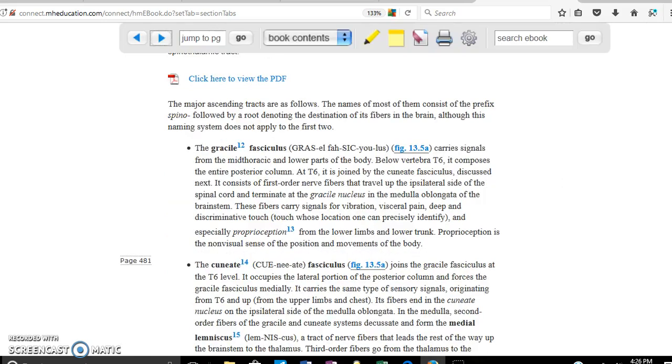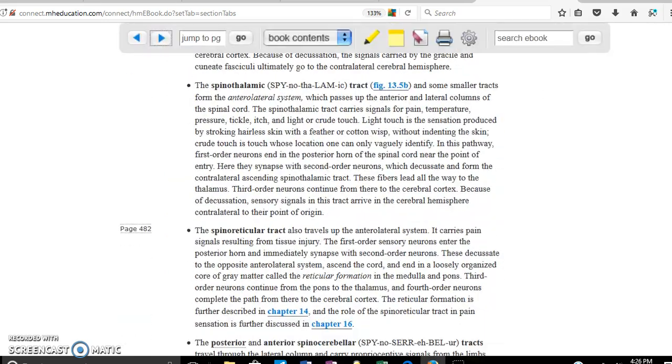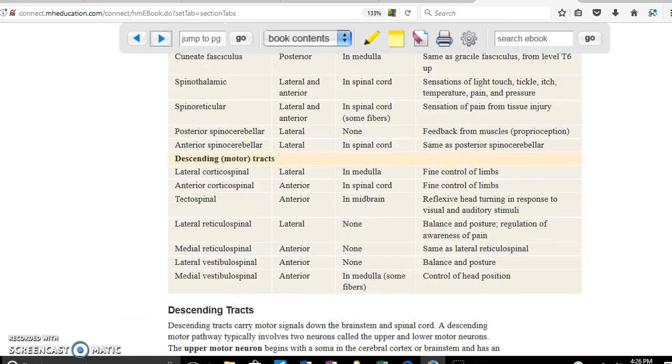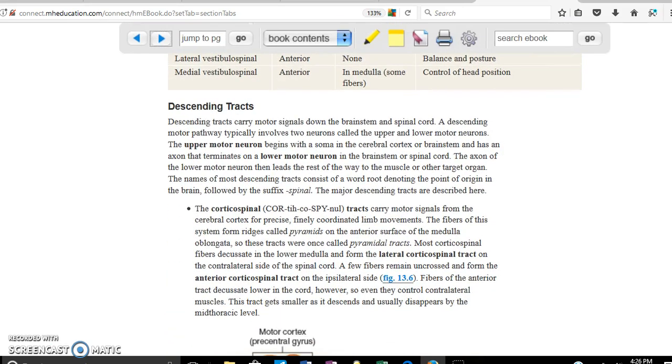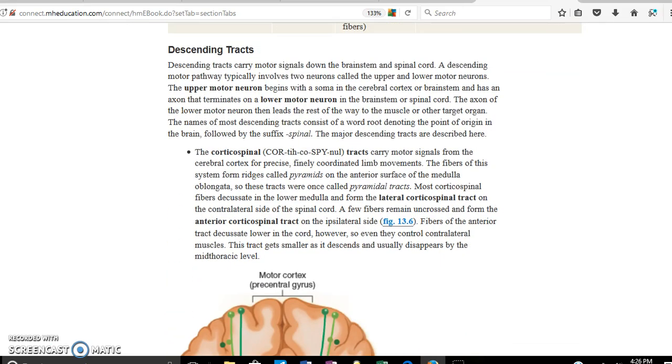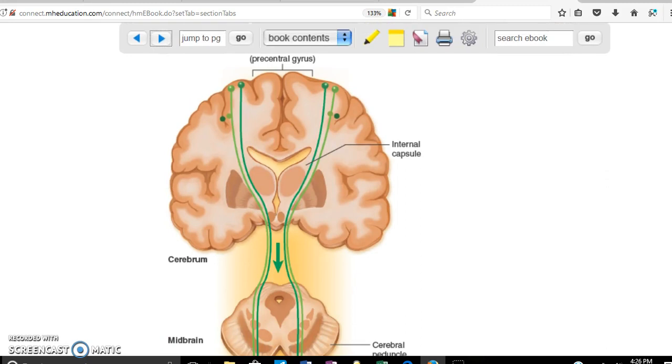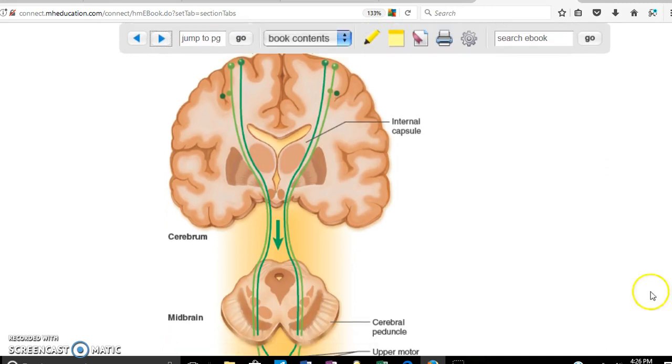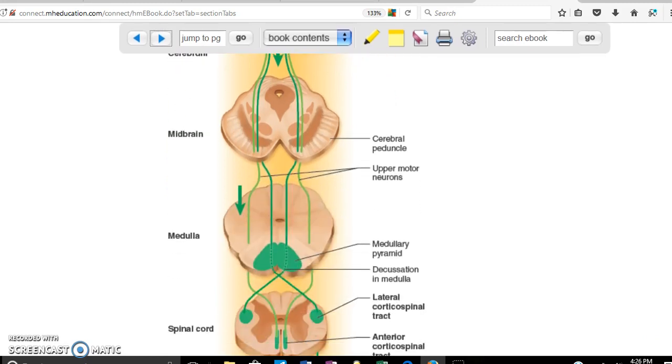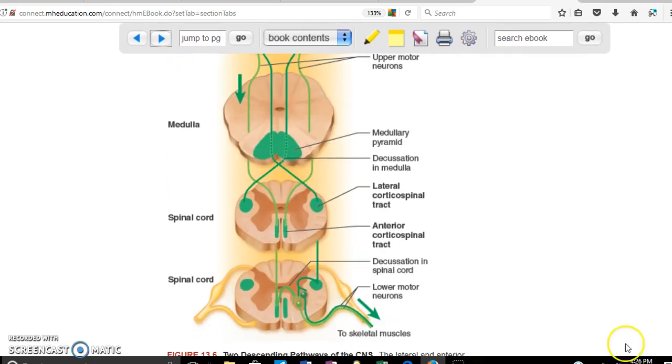So if we keep scrolling down, there you have the names of these tracts. You have a nice table in there. We'll go back to that table in a second. And you have right there descending tracts. Descending tracts, the information will go down from your brain. As you can see here, this is your brain, and you see the tracts, the nerves going down and the arrow going down. So obviously this is going to be descending because it goes down from your brain into your muscles, right? And right here, as you can see, it says to skeletal muscles.